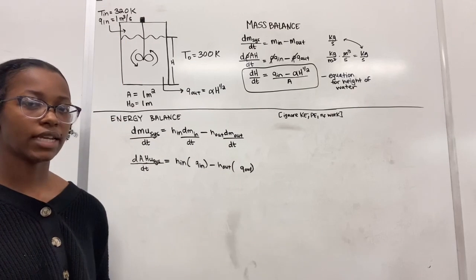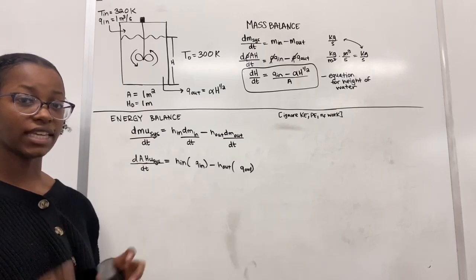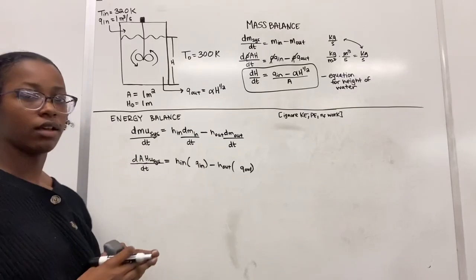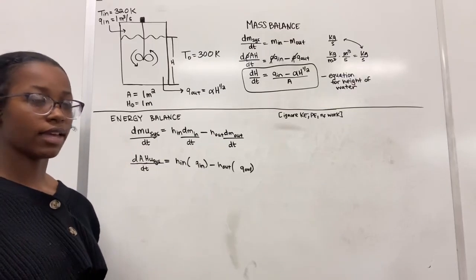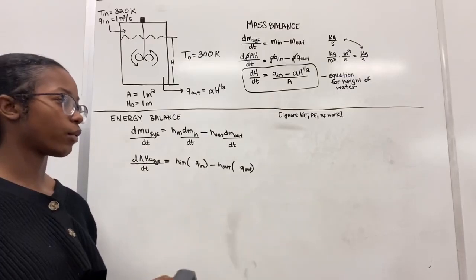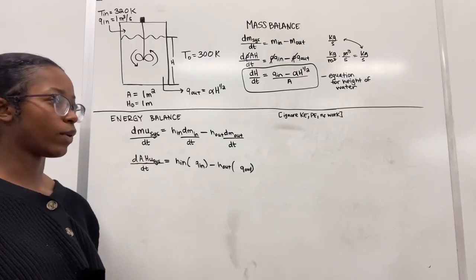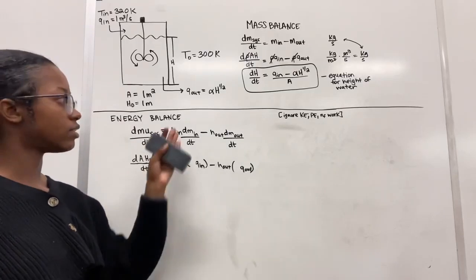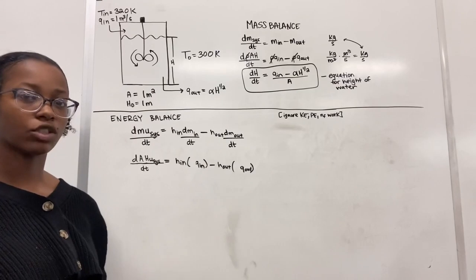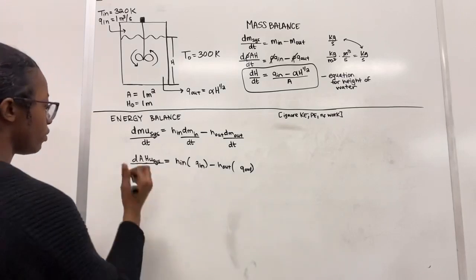We can do some more tidying up by taking out our cross-sectional area and converting our flow rate going out into its expression, alpha times the height to the 1/2. So I'll go ahead and do that.